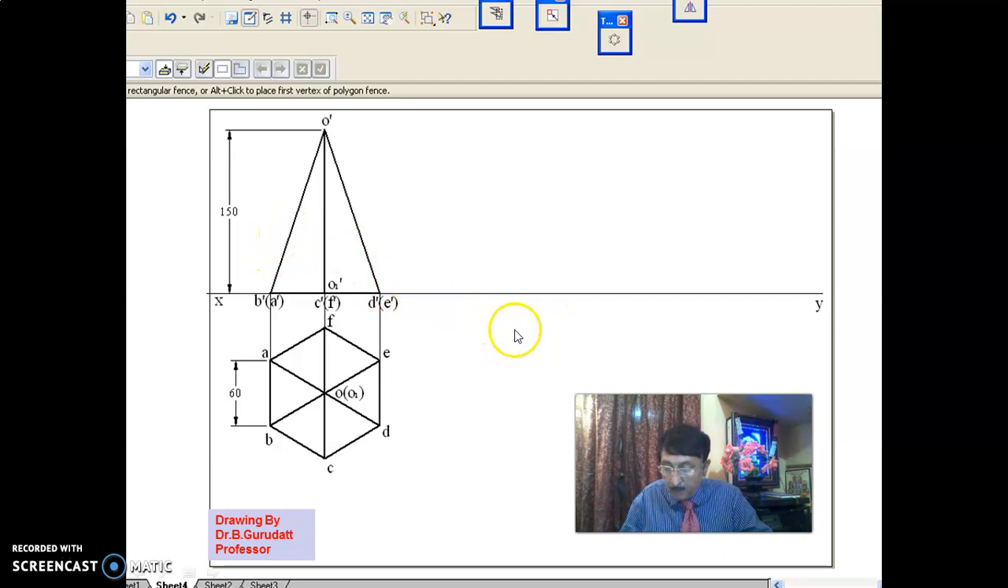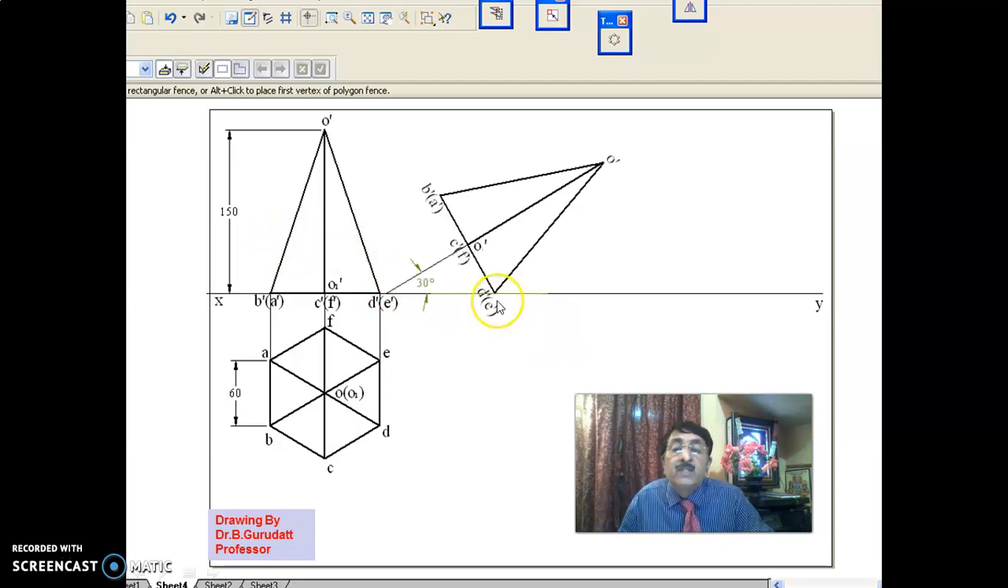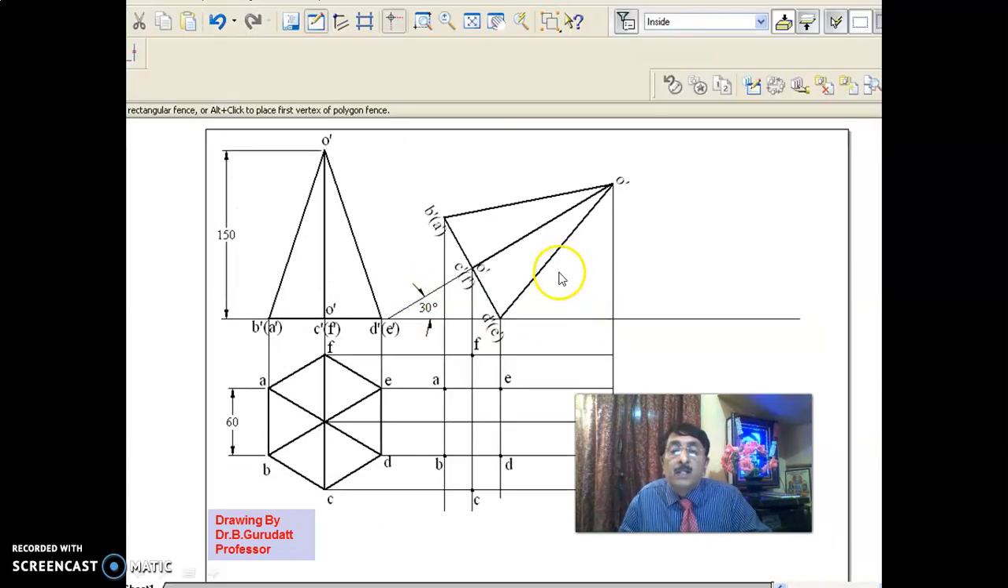But in this problem, it is resting on an edge on HP such that the axis is inclined at 30 degrees to HP. That means move copy and then rotate in such a way that the axis is inclined at 30 degrees to HP. In this position, we are expected to draw the top view. Then take the projectors down from the front view.